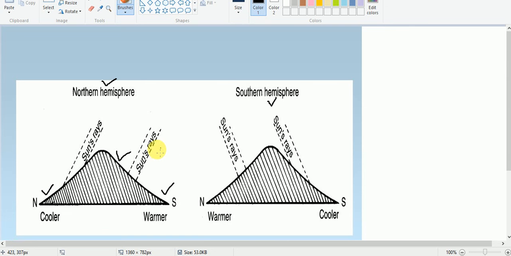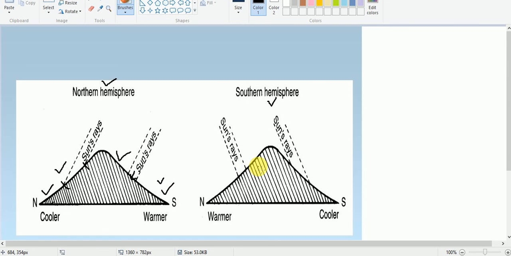If you see this diagram, on the southern slope of the mountain located in the northern hemisphere, the sun's rays are almost vertical, and that is why we get intense sunlight. Whereas the northern slope is inclined and heat is distributed over a greater area, and hence the northern slope is cooler than the southern slope.